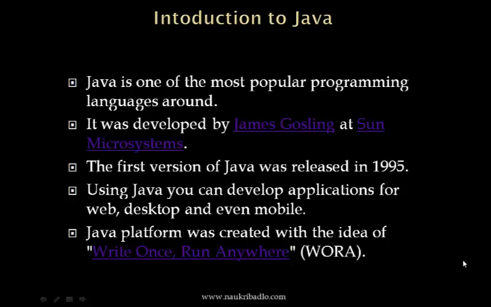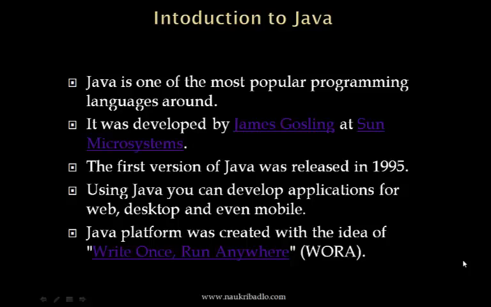Java is a programming language developed by James Gosling at Sun Microsystems, which is now merged into Oracle Corporation. The first version of Java was released in 1995 as Java 1.0. Using Java, you can develop a variety of software applications, be it for web, desktop, or even mobile.